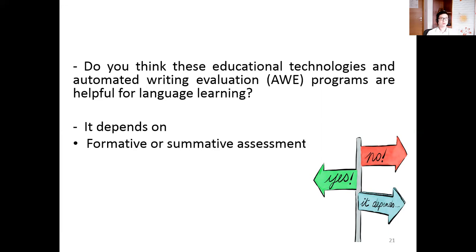For example, whether it is used in formative or summative assessment is important. If these programs are used in summative assessment, students may focus on the score, so they also may get frustrated by the scores. However, if they are used in formative assessment, students focus on the writing and revision process.